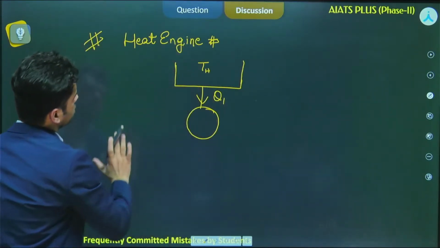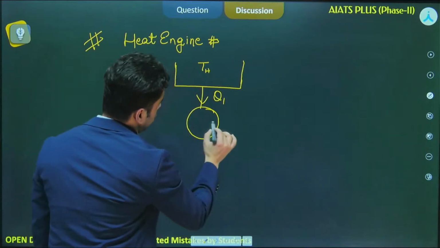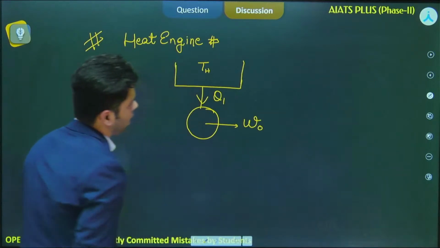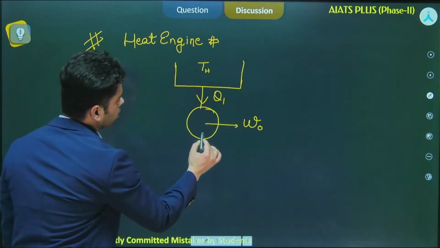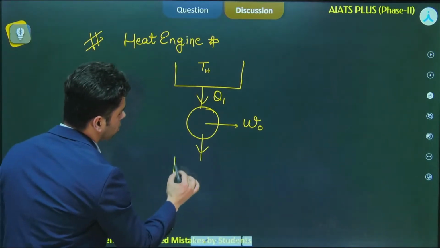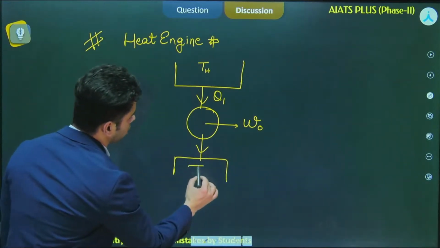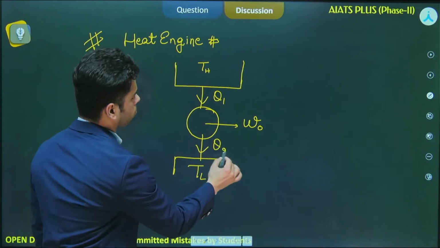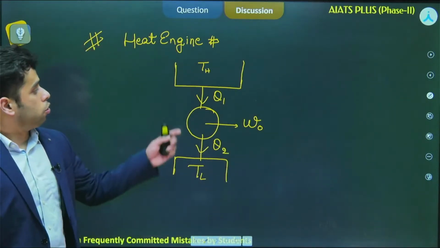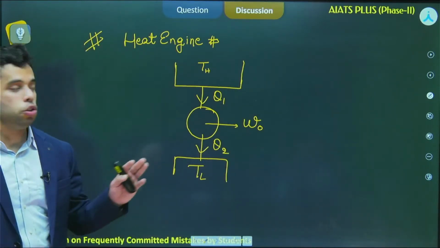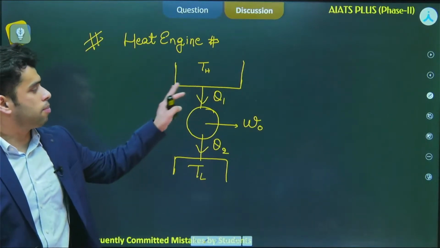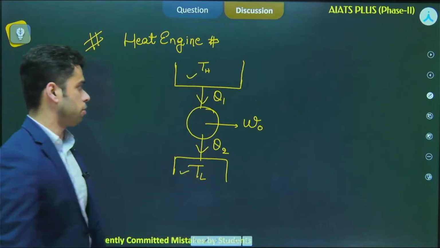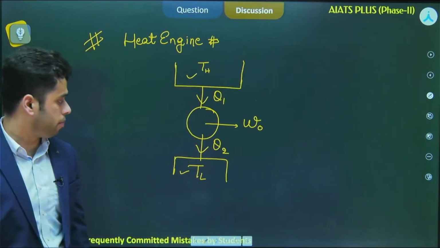And since it is a heat engine, it gives us some work output W0. And while giving this work output, this heat engine rejects some heat to a low temperature reservoir whose temperature is TL, and the heat rejected is Q2. So this is the basic construction of a heat engine. You have two infinite heat capacity reservoirs. One is at higher temperature and one is at lower temperature, TH and TL, right?